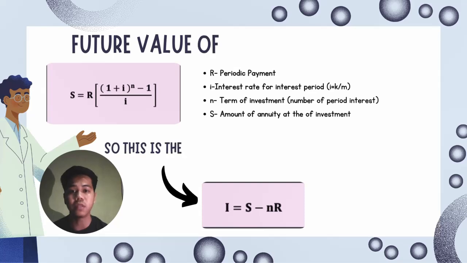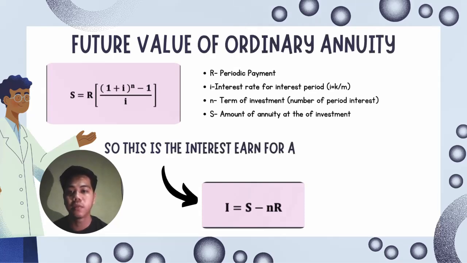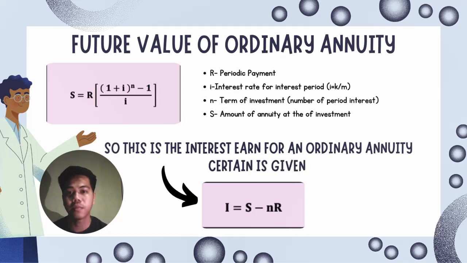For the future value of ordinary annuity, the formula is given. R is the periodic payment, i is the interest rate per interest period, n is the term of investment, the number of interest periods, and S is the amount of annuity at the end of investment. The interest earned for an ordinary annuity certain is given by I equals S minus nR.